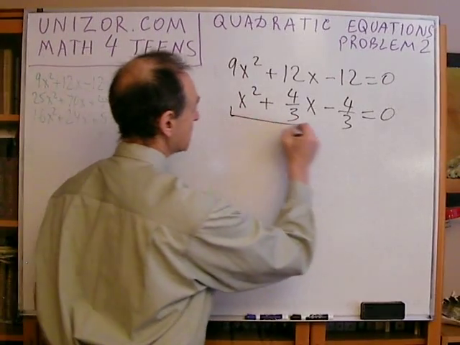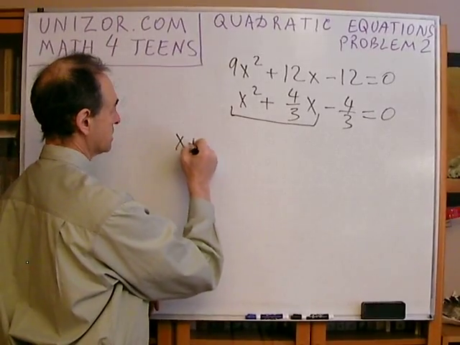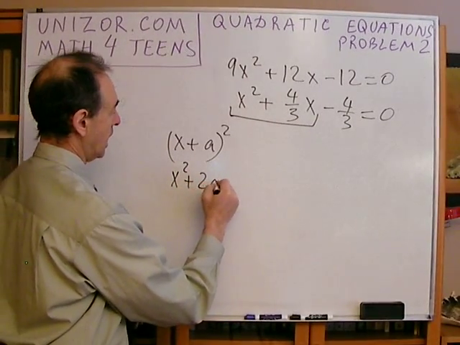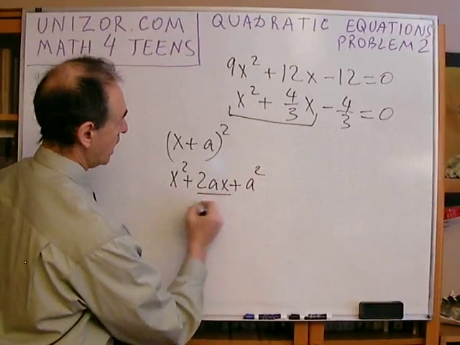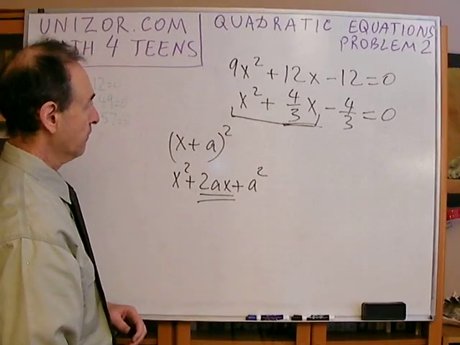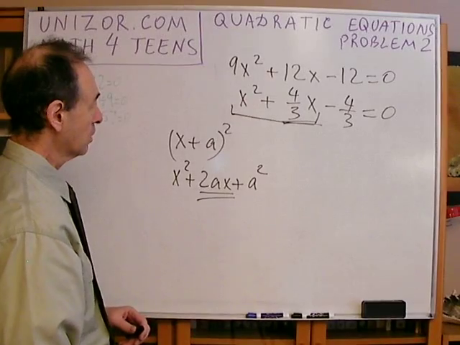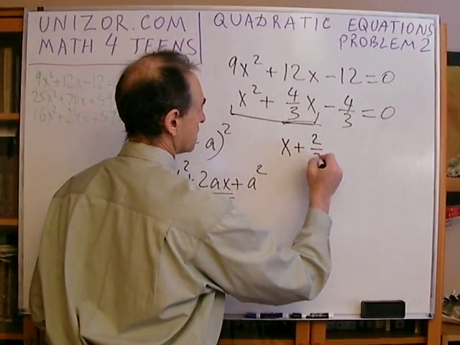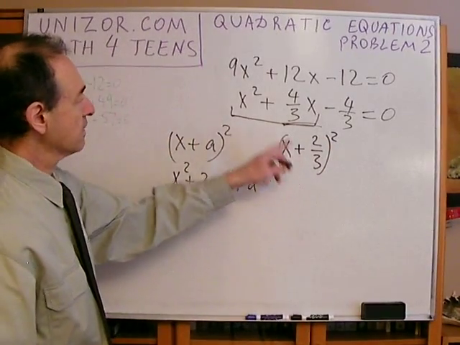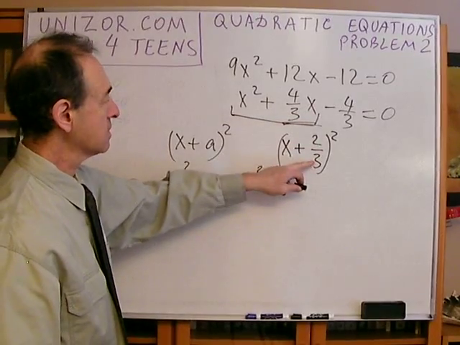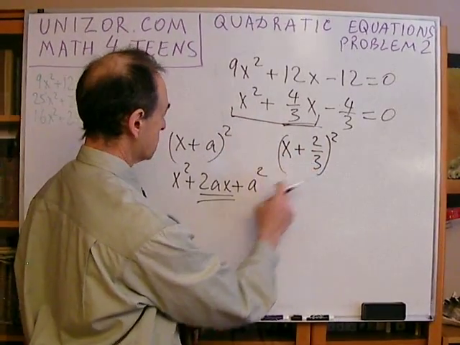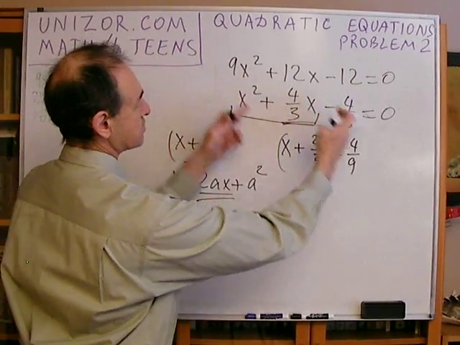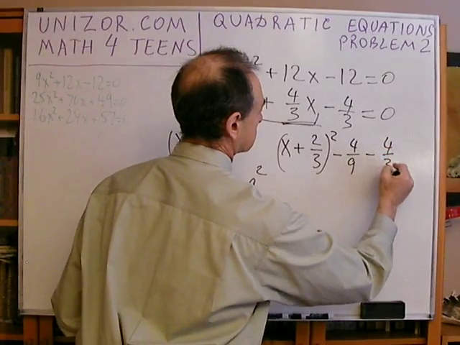Okay, now this piece is supposed to be part of x plus a squared. Now, in this case, this is x squared plus 2ax plus a squared. So 2ax must be 4/3 x, which means that if 2a is equal to 4/3, then a is equal to 2/3. So I will do this. That gives me x squared plus 4/3 x, but it gives me something extra, which is the square of the last number, a squared, which is 4/9. So I will subtract 4/9. And now that's an invariant transformation of this piece into this. And now I still have minus 4/3. Now it's equal to 0.